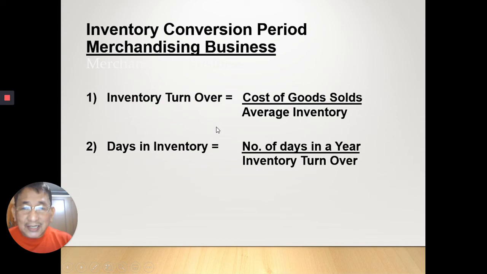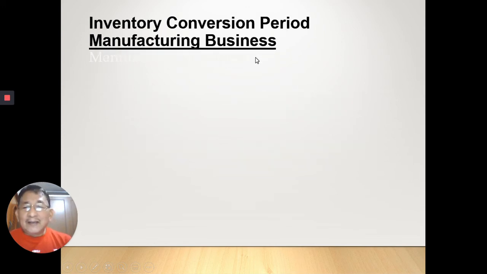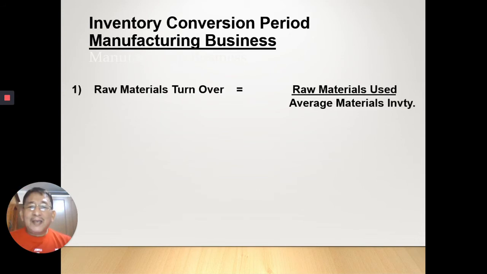So, usually, pag silent ang problem, then you use the 360 days. So, that is inventory conversion period for merchandising business. Pero pagdating ngayon ng manufacturing, madadagdagan yung computation mo, kasi meron kang raw materials turnover. Okay, the formula is raw material use over average materials inventory.